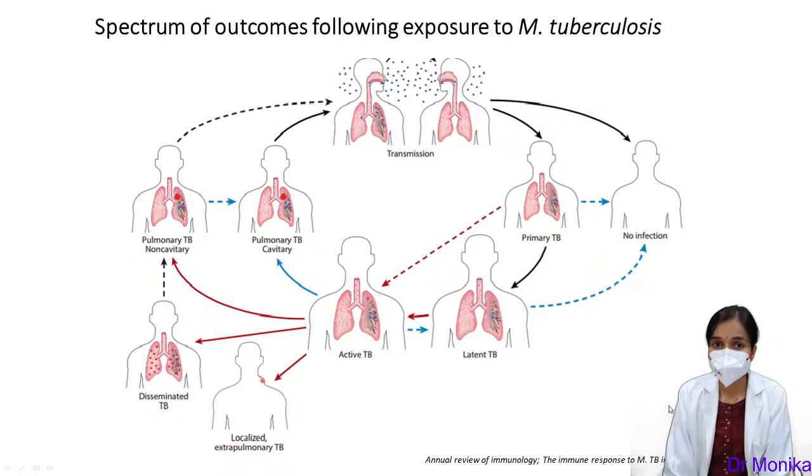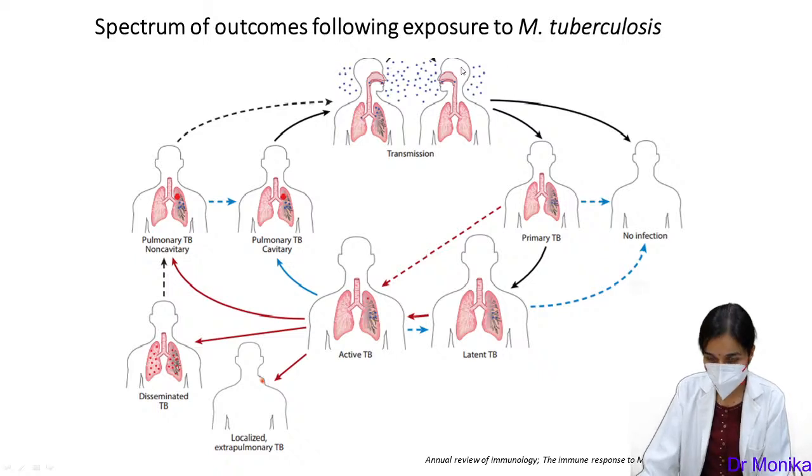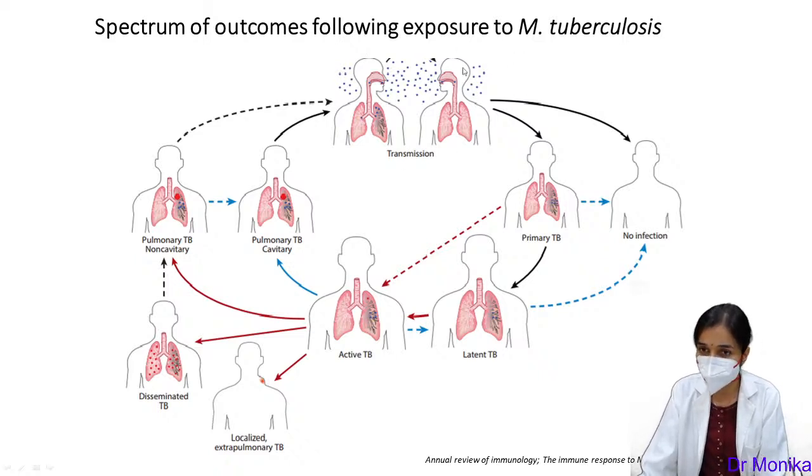So now coming to the spectrum of outcomes following exposure to Mycobacterium tuberculosis. As we know, after exposure to Mycobacterium tuberculosis, the infection may fail to establish due to an effective innate immune response, or if the bacilli fail to reach the lung alveoli. In case of established infection, there will be lymphatic as well as hematogenous spread, which will be controlled by the cell-mediated immune response, evidenced in the form of TST or IGRA positivity 4 to 8 weeks after exposure.